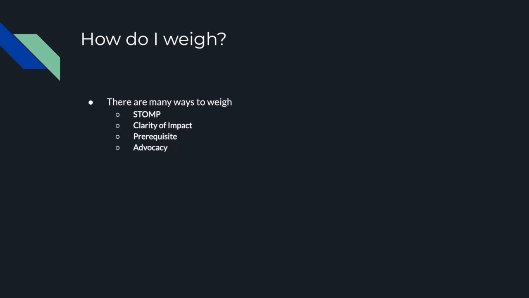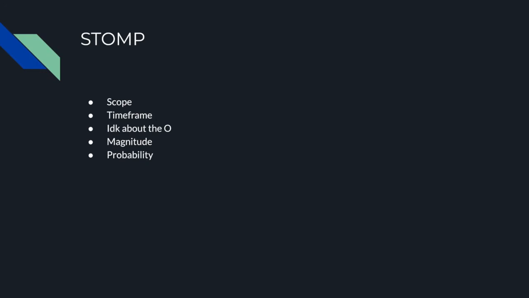The third question that's answered is, how do you weigh? And there's many ways to weigh, and the first way is through stomp weighing. Stomp weighing stands for scope, time frame, magnitude, and probability. The O is just there for, I don't know why.